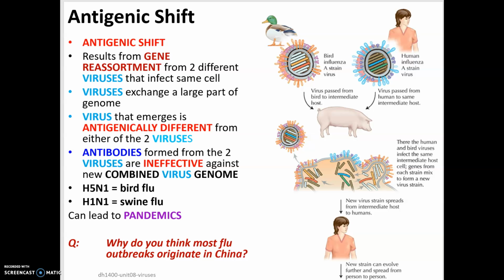Examples are H5N1, which was the bird flu, and H1N1, which was the swine flu. Antigenic shift, the gene reassortment of two viruses in the same cell, can lead to pandemics. A pandemic is when we have a worldwide infection, and I'll talk more about that in a following slide. So a question on the slide is, why do you think most flu outbreaks originate in China?